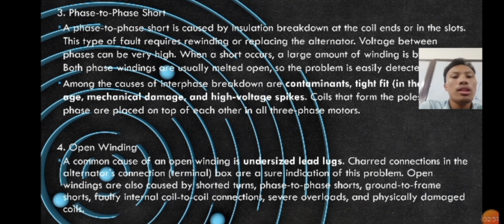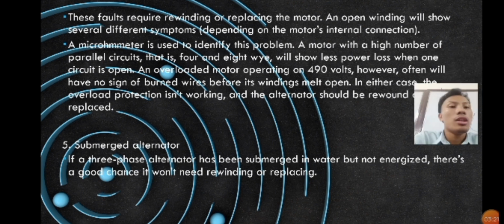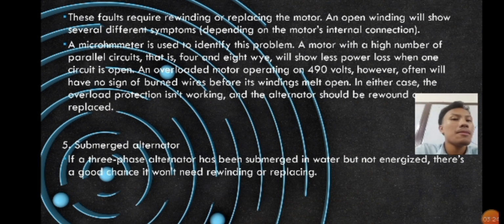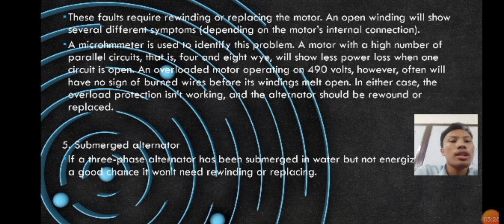Fourth, open winding. A common cause of an open winding is undersized lead lugs. Charred connections in the alternator's connection box are a sure indication of this problem. Open windings are also caused by shorted turns, face-to-face shorts, ground-to-frame shorts, faulty external coil-to-coil connections, severe overloads, and physically damaged coils. These faults require rewinding or replacing the motor. An open winding will show several different symptoms depending on the motor's external connection. A micrometer is used to identify this problem.